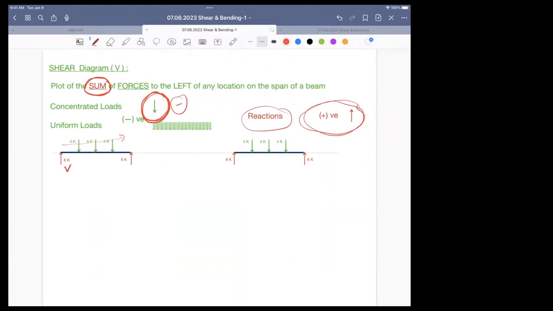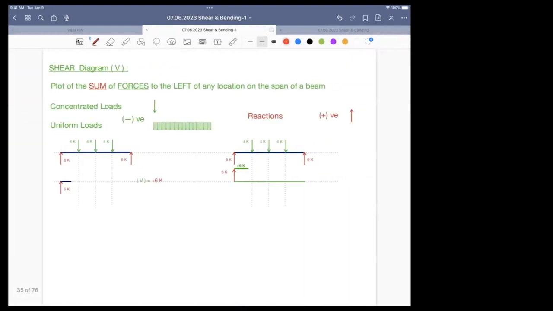We're not plotting 6 and 4 and 4 and 4 and 6. No, we're plotting the sum. As we travel along the beam, we're plotting the sum of forces from left to right, or right to left, doesn't matter, but the convention typically in architecture is left to right. Very good. So I want to go quickly through this section so that we draw together. I'm just showing you how it works.